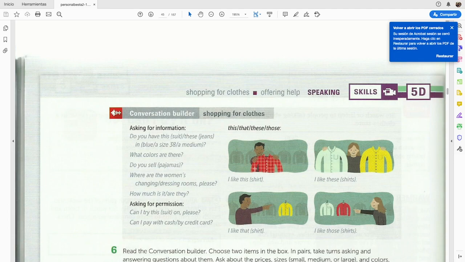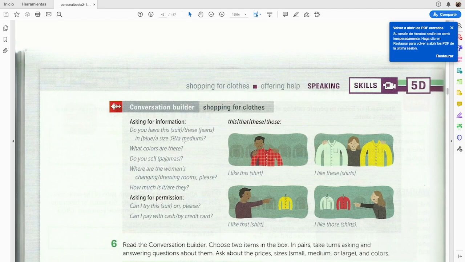Shopping for clothes. When you go shopping, there are some expressions and some useful words that you can use whenever you go shopping to one of the places we have mentioned before. Okay? For example, the first one says, do you have this suit or do you have these jeans? Do you have these suits or these jeans in blue or in a size 38, in a medium, for example? So you use this expression, do you have?